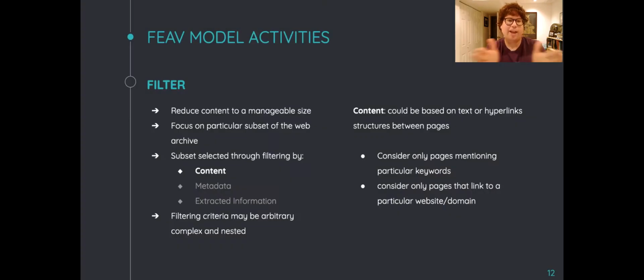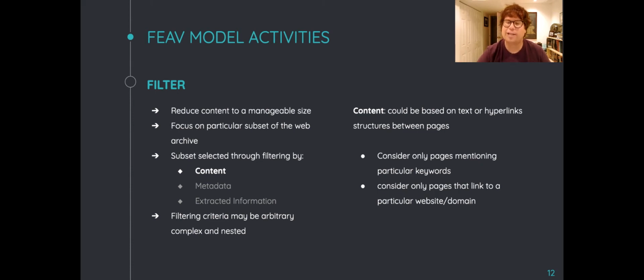And basically, the FEAV model then takes you through 4 steps. The first we realized is that scholars always begin by filtering, to take a lot of content, hundreds of gigabytes of a web archive, terabytes, and reduce it to a manageable size. This would be focusing on a particular subset of a web archive. And you could subset the web archive in 3 main ways.